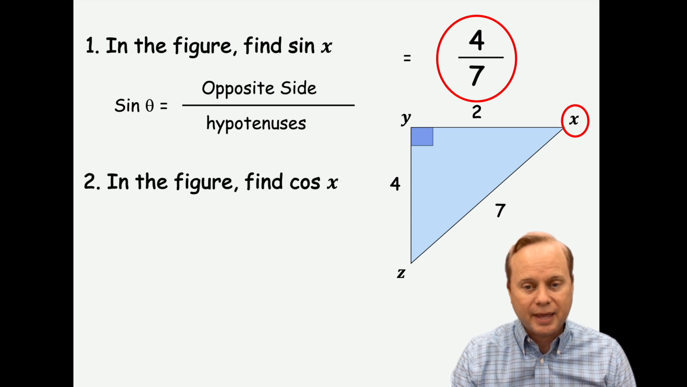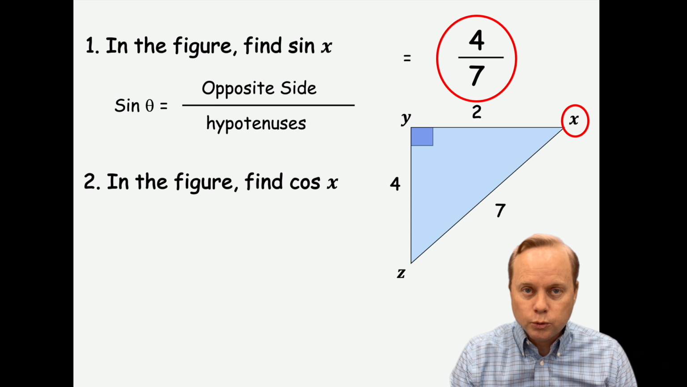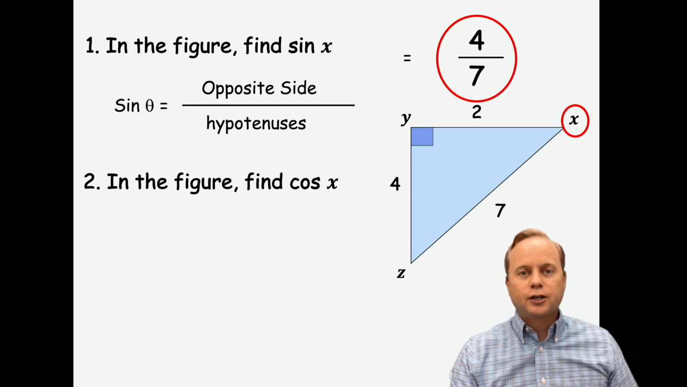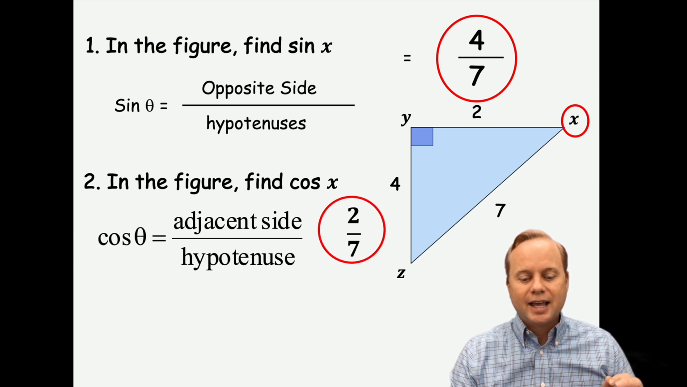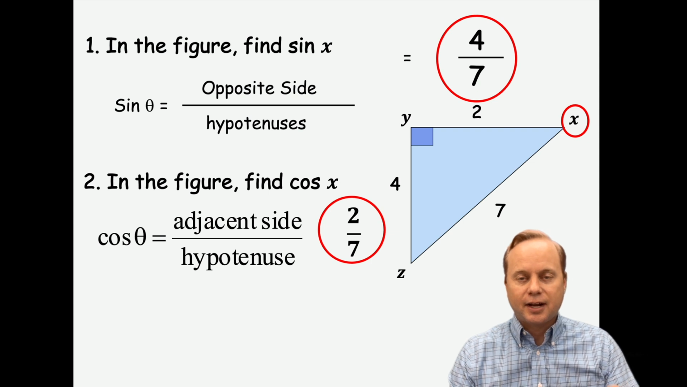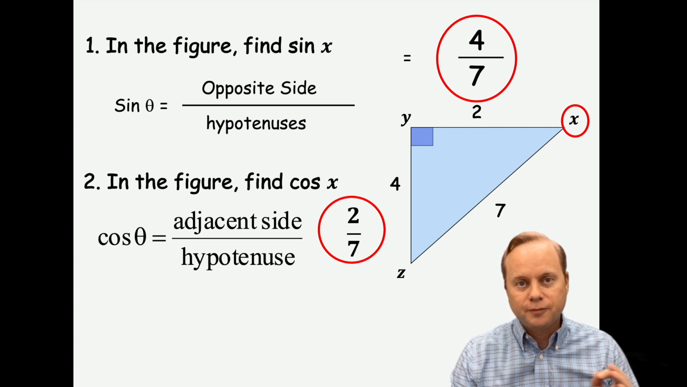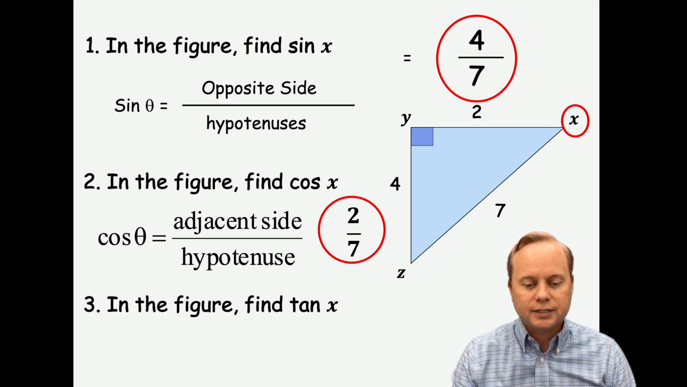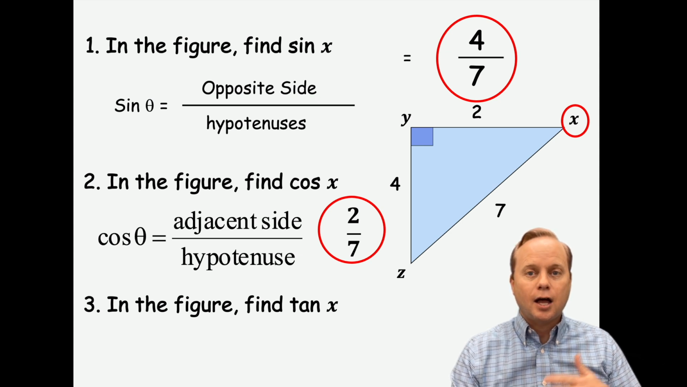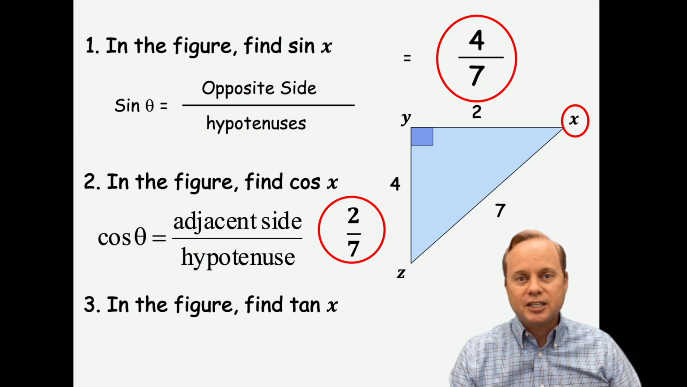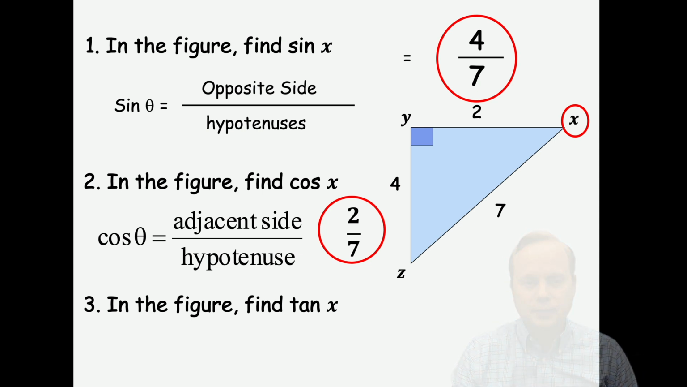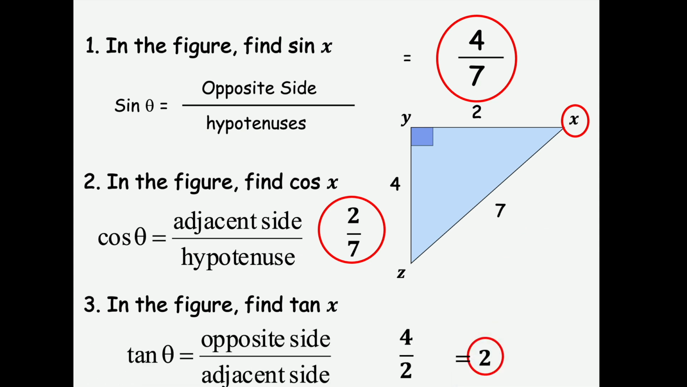I could take the same angle, and I could ask you to find the cosine of x. When you're finding the cosine of x, you're going to take the adjacent side divided by the hypotenuse. So in this case, it would be 2 divided by 7. All right. And then finally, we can find the tangent of x. And tangent is the opposite side divided by the adjacent side. So in this case, it would be 4 divided by 2, or 2. We do reduce this. This is a fraction, so if it can be reduced, we will reduce these.